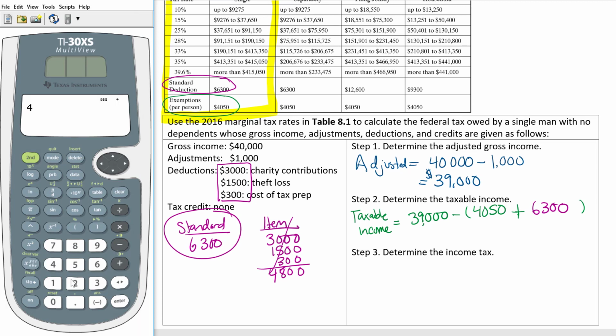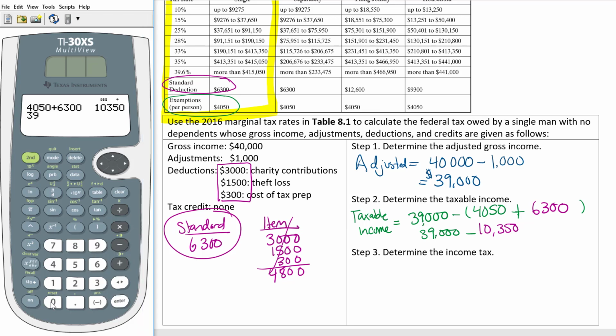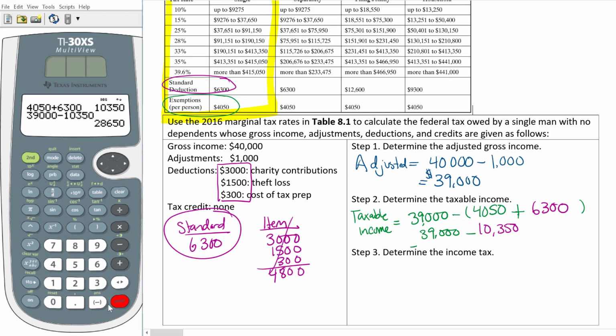I've got 4050 plus 6,300. And that comes out to be 10,350. And I still have to take 39,000, subtract 10,350, so we have 39,000 minus 10,350, and that gets the taxable income is 28,650.